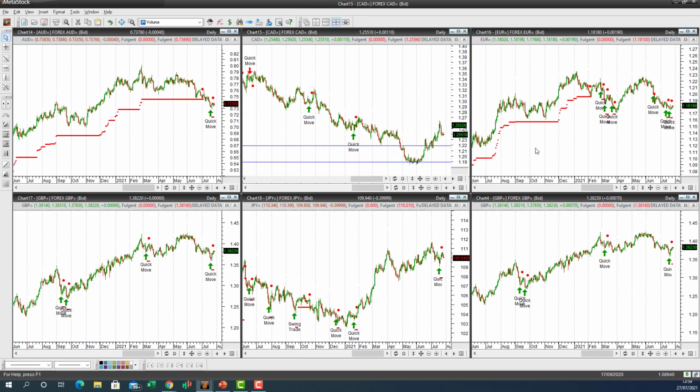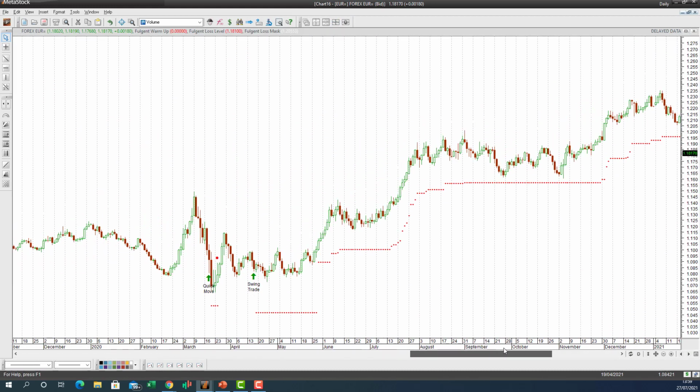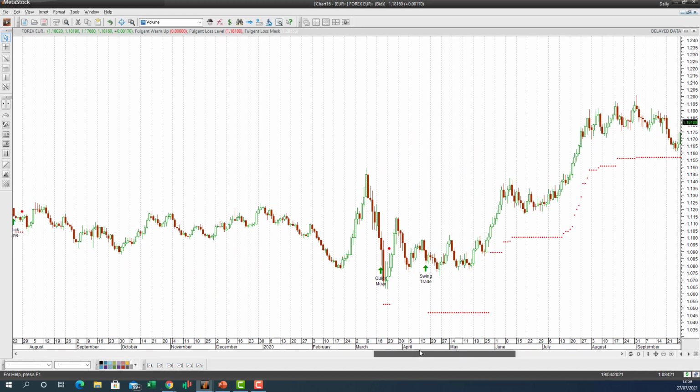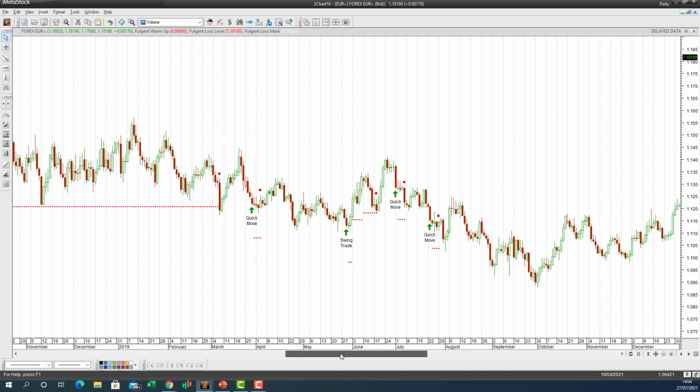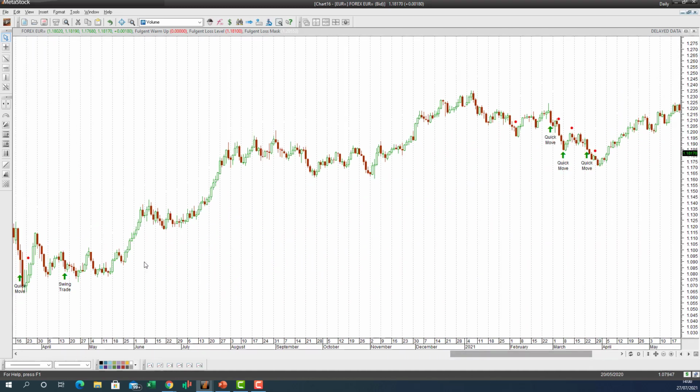Next one, the euro. So now the euro, even on an end of day basis, looking at the daily AI, you can see it does generate quite a lot of good signals, and it does add the stop loss automatically. And you can see the huge move back here in May, swing trade that lasted for multiple months.